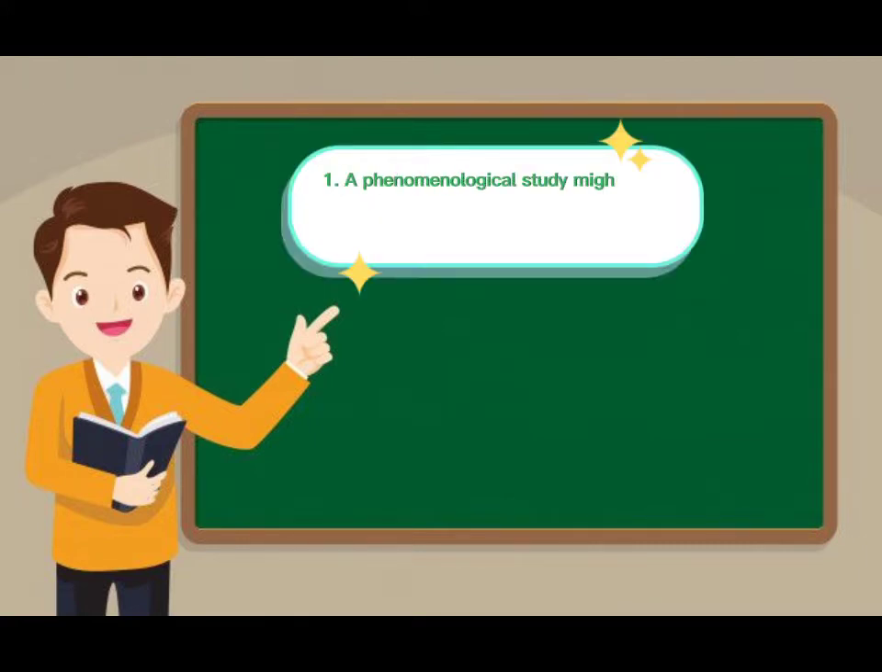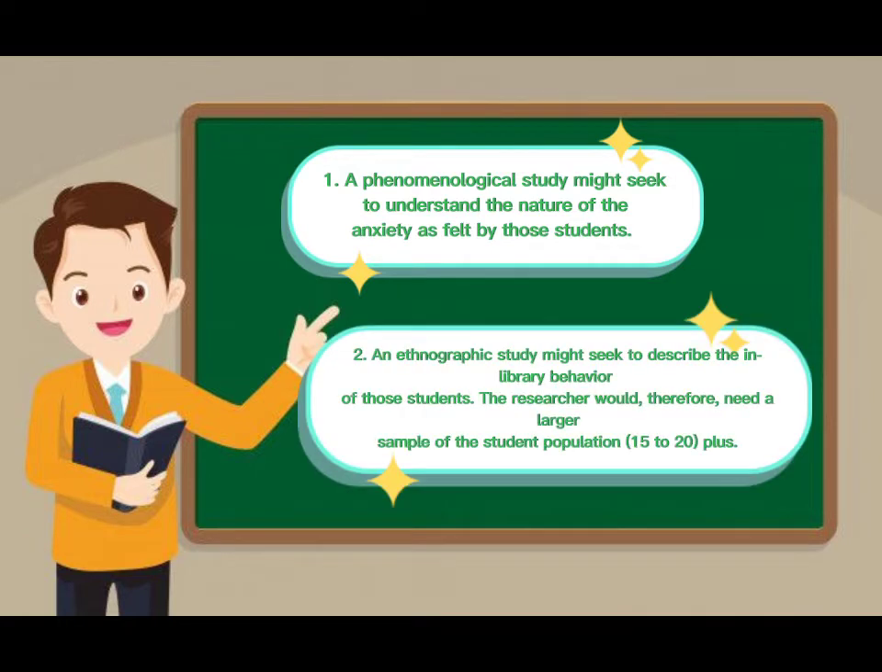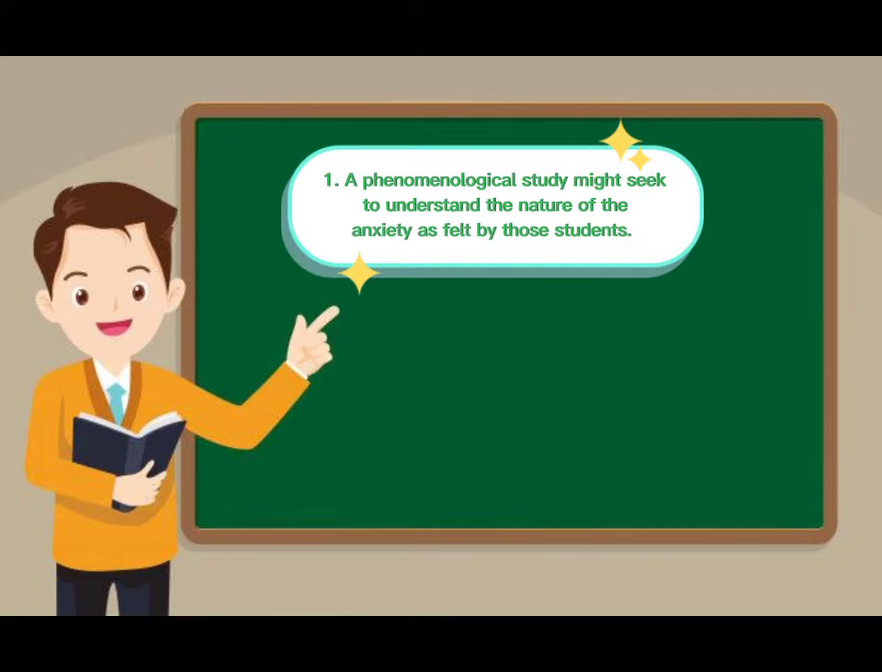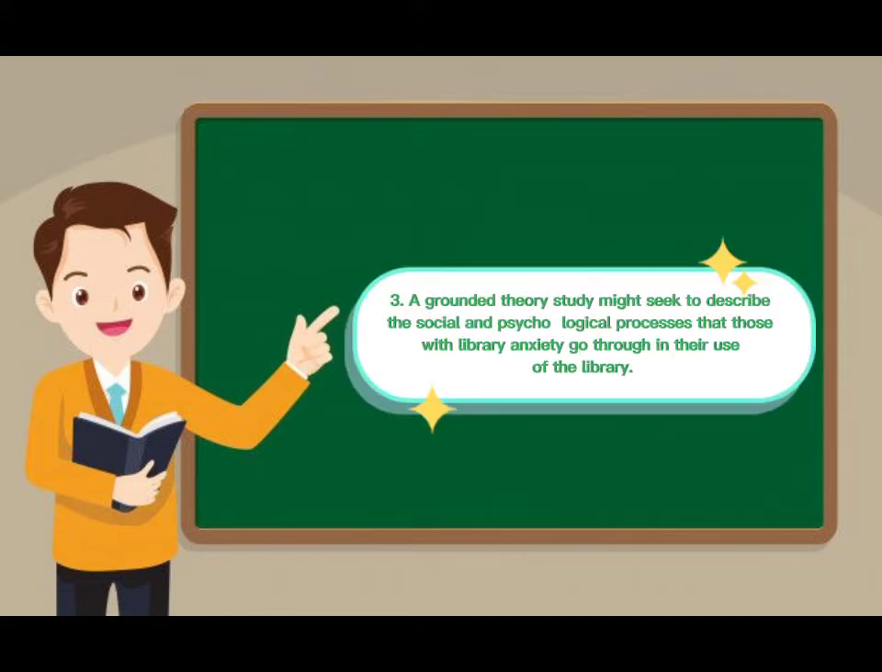1. A phenomenological study might seek to understand the nature of the anxiety as felt by those students. 2. An ethnographic study might seek to describe the in-library behavior of students. The researcher would therefore need a larger sample of the student population, 15 to 20 plus. 3. A grounded theory study might seek to describe the social and psychological processes that those with library anxiety go through in their use of the library.